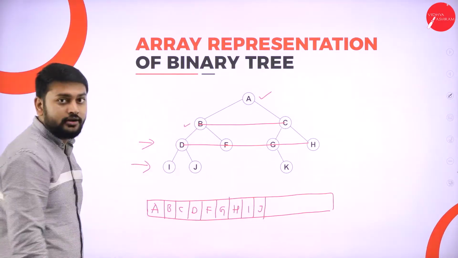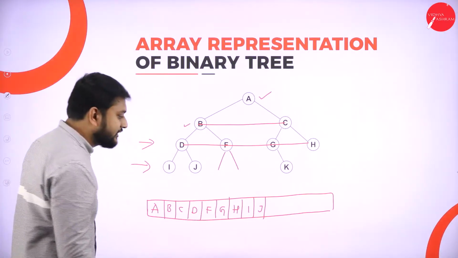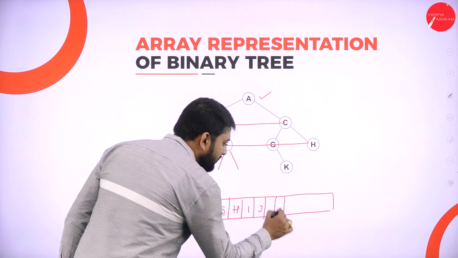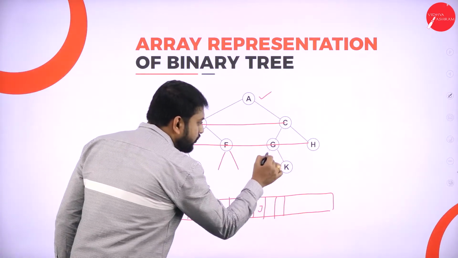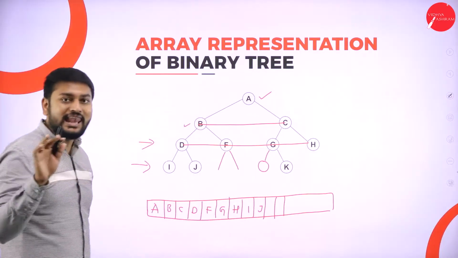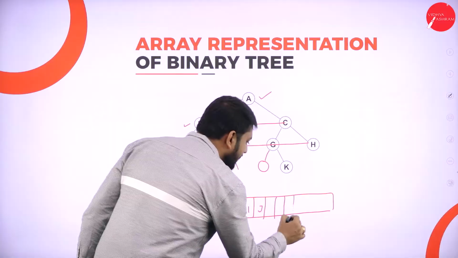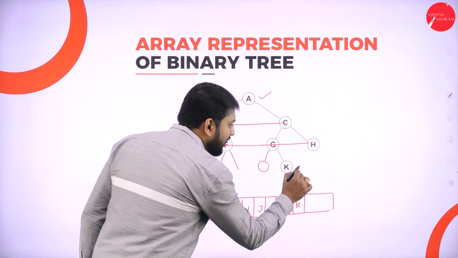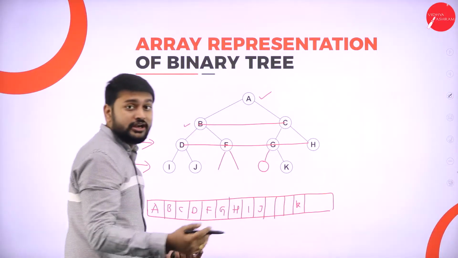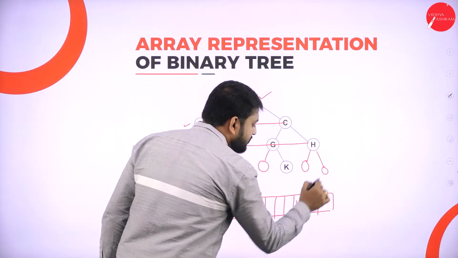I'm done, but for this also I should have 2 children, right? For that reason, I will be leaving 2 empty. When it comes to G, I should also have the left child, right? Which I'm not having. So for that also I'm leaving it empty. Then after that I have K. Let me write K. Then for this H, I should leave it empty. So for this H also it is empty.